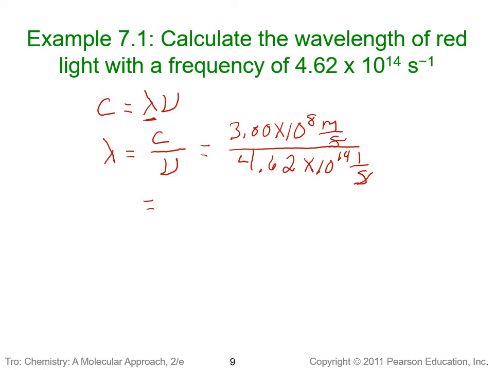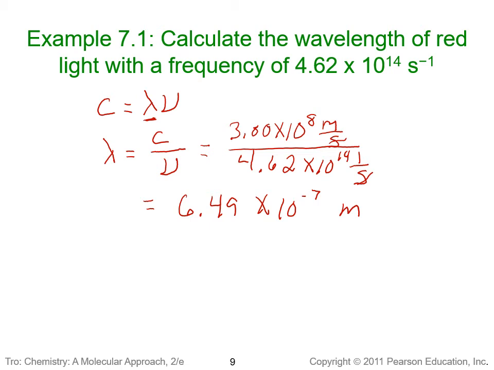Let's try that again. So 6.49 times 10 to the negative 7th meters. Now this is a very small measurement, right? 10 to the negative 7th meters is very small.